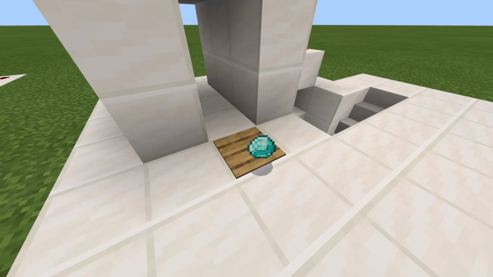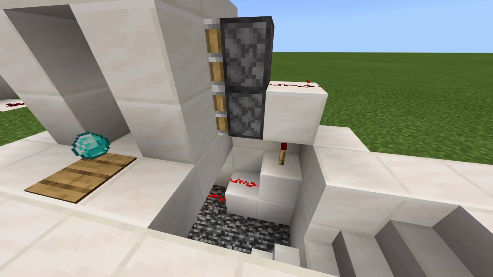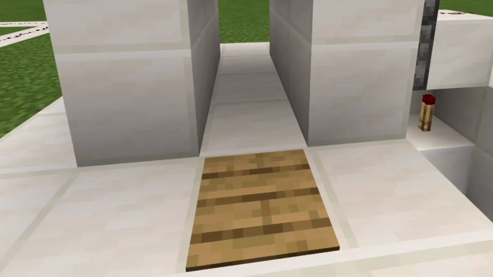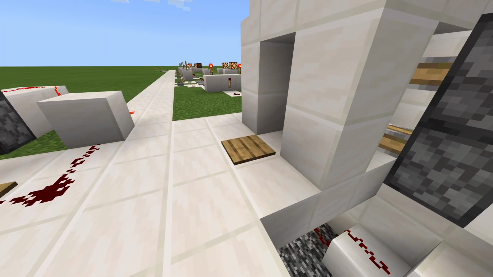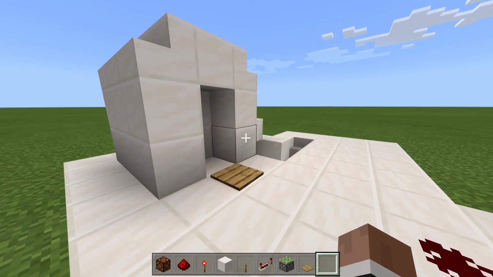A player or item stands on the pressure plate, emitting a redstone signal that goes to the pistons and disables them, opening the door. As soon as this player walks through the door, they step off the pressure plate and stop the signal to the pistons, and so the door closes behind them. Simple. However, there is one problem.